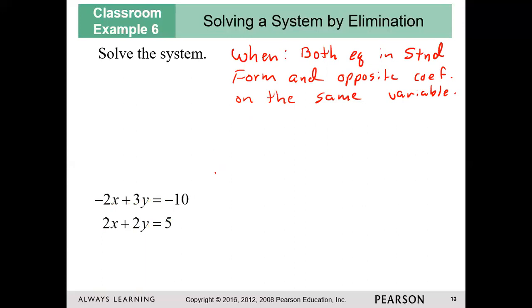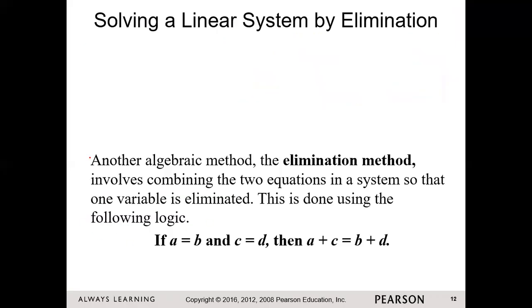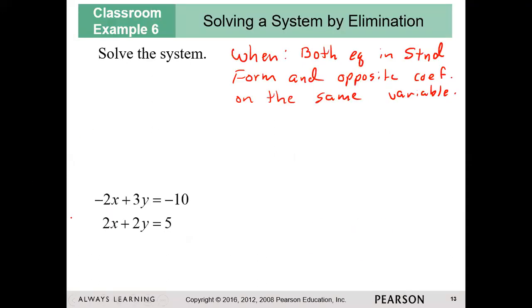So we have exactly what we need to be able to solve this system using elimination. Okay, so this has the negative 2x and this has positive 2x. So these are our opposite coefficients that this part says. Opposite coefficients of the same variable. So negative 2x, positive 2x. Same variable, opposite coefficients. And they're both in standard form. So if we have that, we're going to use this logic right here that says we are able to add them together. So we're going to add these equations together, and that's going to eliminate the x's, because negative 2x plus 2x eliminates the x's.